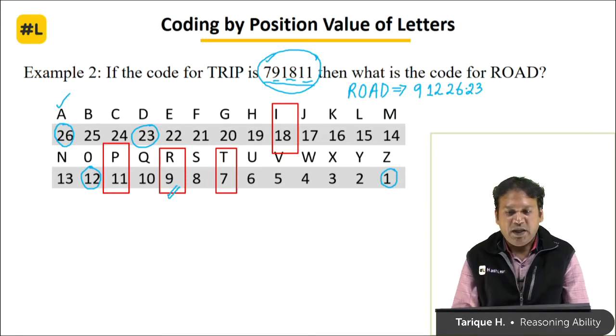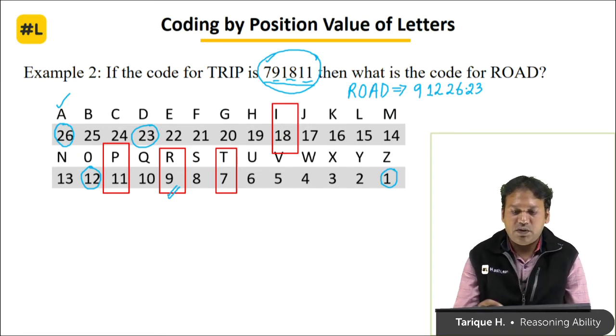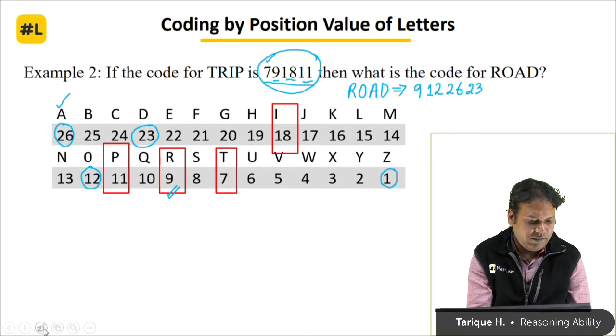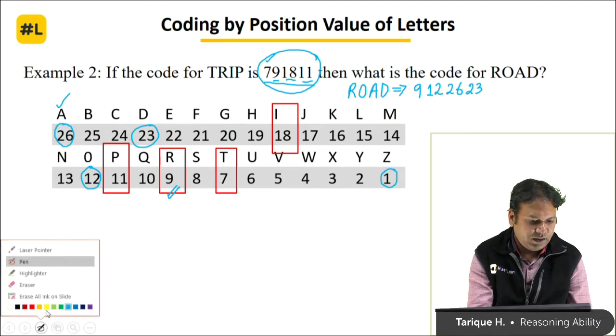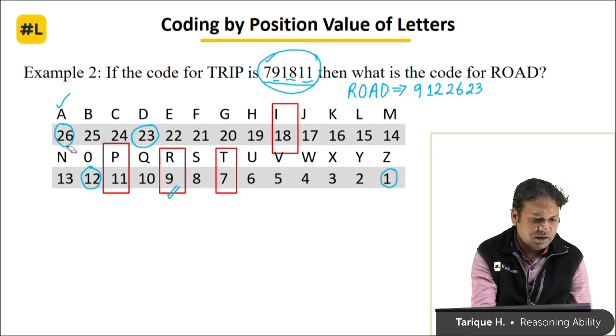Please understand, we are not using the positional value starting from A1, B2, but starting from the right hand side. Z is equal to 1, Y is equal to 2, right? That is very important for you to understand. So just I will erase this.